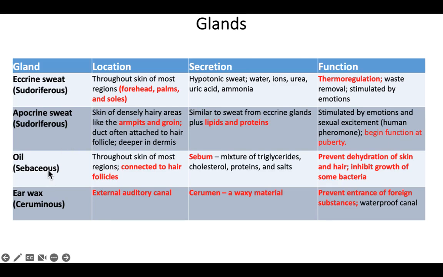Sebaceous glands produce a more oily secretion. They're also kind of found throughout the body. They are definitely connected directly to hair follicles. This way, the oil will coat the hair as well as spill out onto the skin. So sebum is an oily substance, so it's loaded with triglycerides and cholesterol. There are going to be some proteins and salts in there as well. Primary function is to prevent dehydration. You wouldn't want your epidermis to dehydrate and crack and therefore let microbes in. You also wouldn't want your hair breaking off.